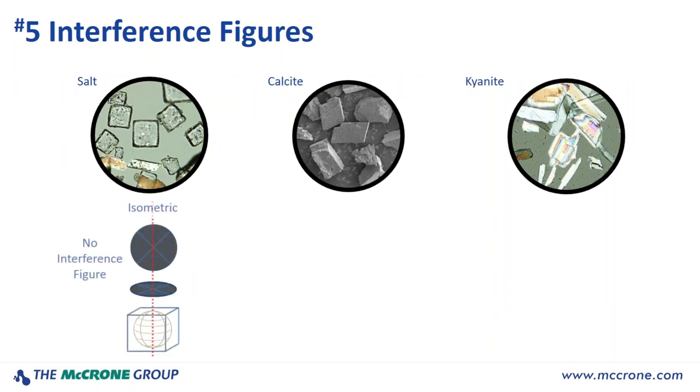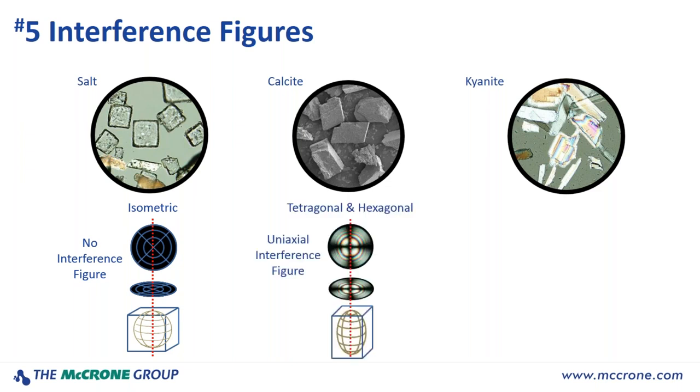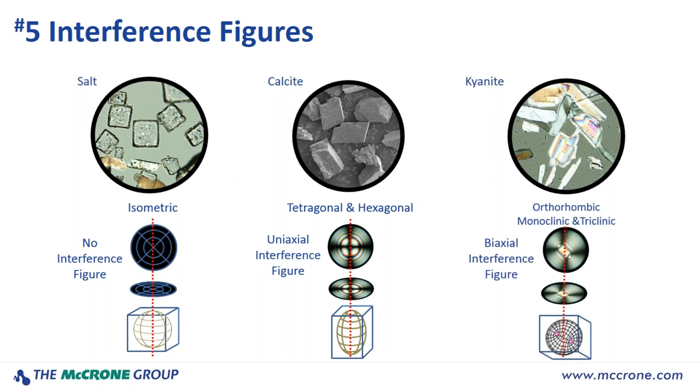Isometric interference figure. There isn't one. Isometric particles are infinitely extinct and remain black under cross polars. Uniaxial interference figures are characterized by a cross with their interference colors found in each of the four quadrants. Biaxial interference figures produce two parabolic arcs that move in and out of the four quadrants from alternating directions. And again, each of these provides me with additional information which I can use to characterize different types of particles.